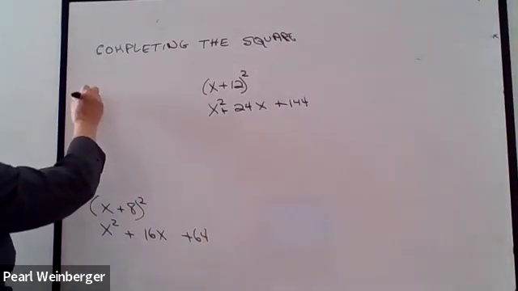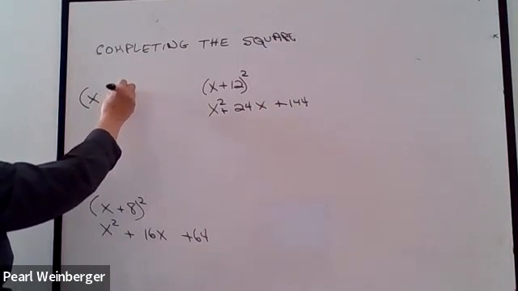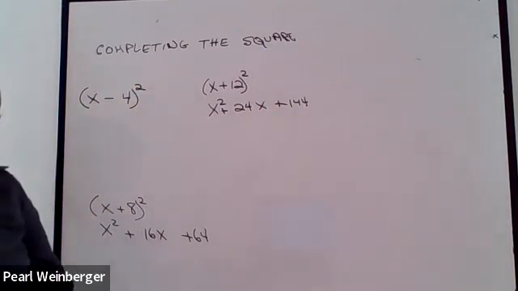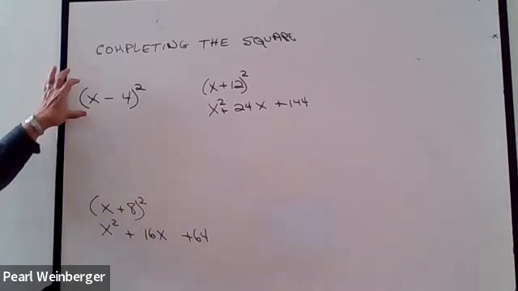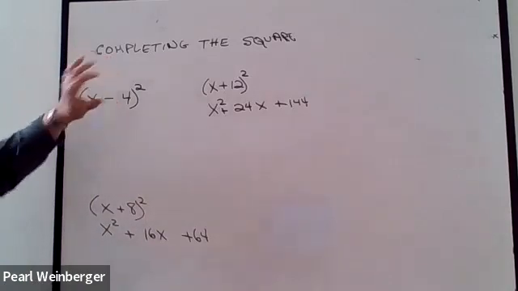Suppose I ask you to do x minus 4 squared. I'm giving you a few minutes to write the trinomial that's x minus 4 squared. In other words, x minus 4 times x minus 4.